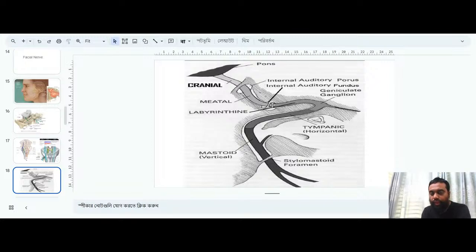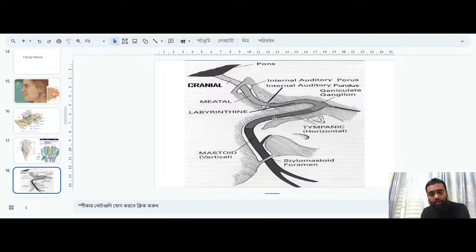Then it is the labyrinthine part of the facial nerve. This is the meatal, internal auditory meatal part, and after leaving the internal auditory meatus, internal auditory canal, they form the labyrinthine part of the facial nerve. This labyrinthine part has a genu. This is the first genu. Here is the second genu. It passes behind, and here we see that there is the round window. Here is the oval window.